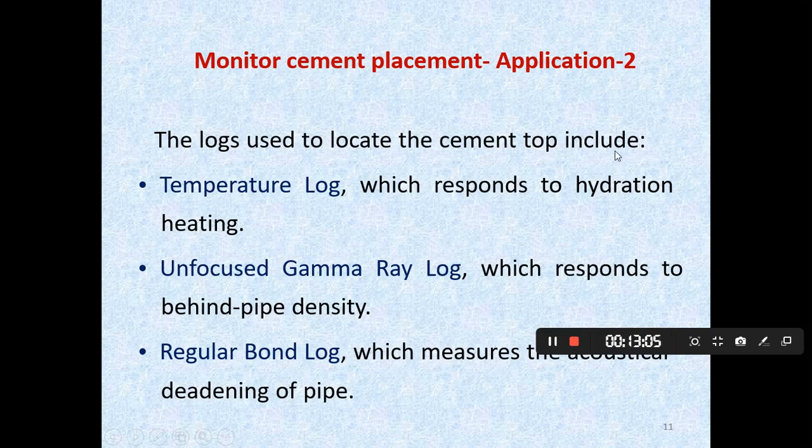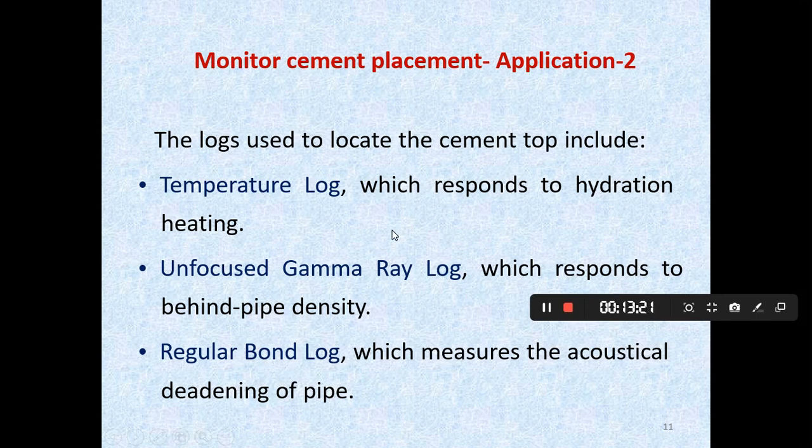The logs used to indicate cement top include temperature logs. We look at the hydration heating, so temperature logs are used. A gamma ray log is used, which looks at behind-pipe density, and the regular bond log is used to check the acoustic deadening.